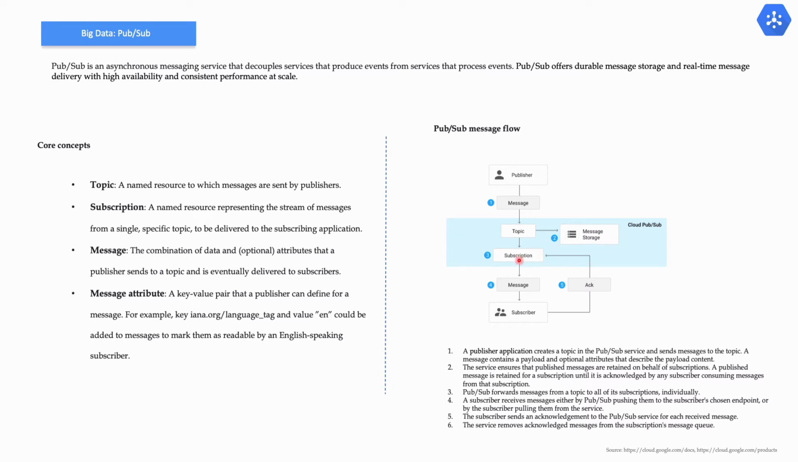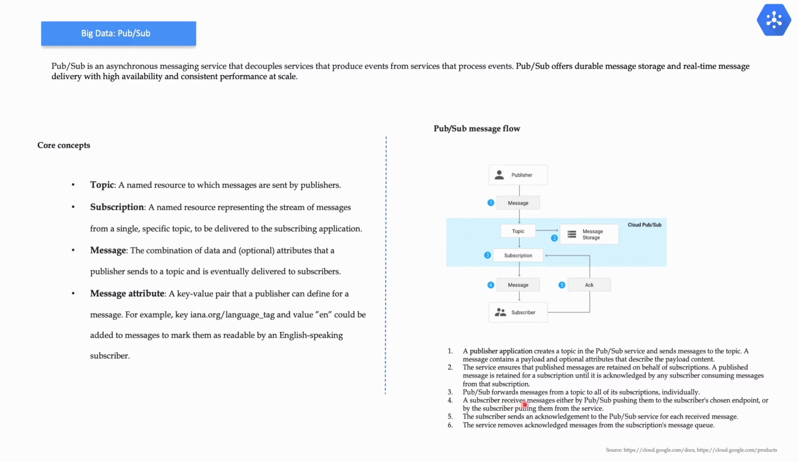Then PubSub forwards the message from a topic to all of its subscriptions individually. So you can have multiple subscriptions for a topic, which is a very genuine use case, as different people would like to receive the same message depending upon their use cases.